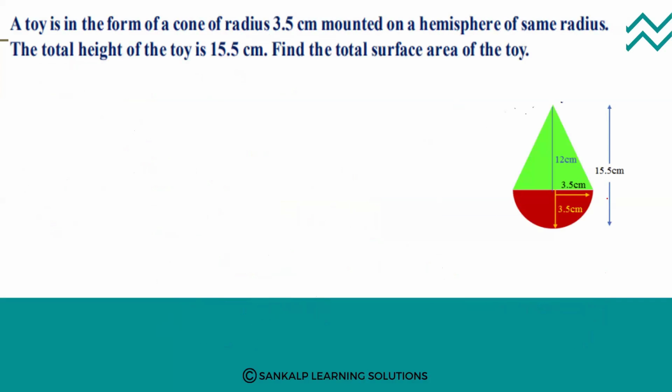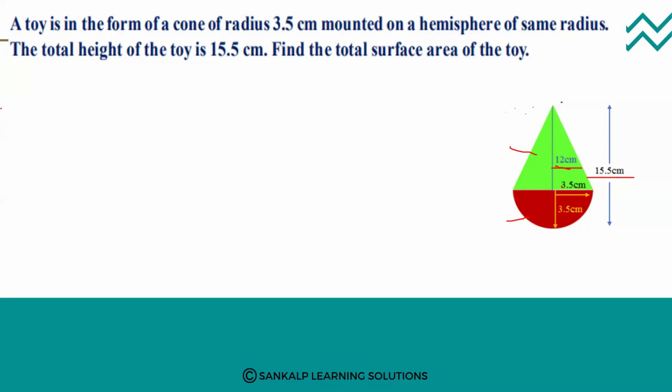So here they have given the total height of the toy. So toy is made up of two shapes, that is, one is cone and another one is hemisphere, right? So total height they have given, that is 15.5. And radius of the cone is equal to the radius of the hemisphere, that is 3.5 centimeter, right? Now then what is the height of the cone? 15.5 minus 3.5. That is height of the cone, that is 12 centimeter.